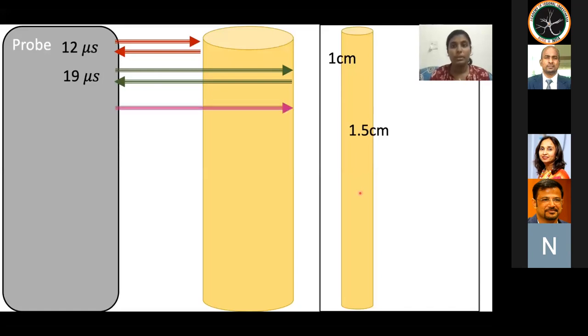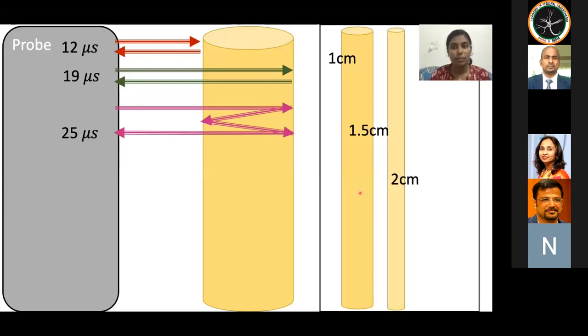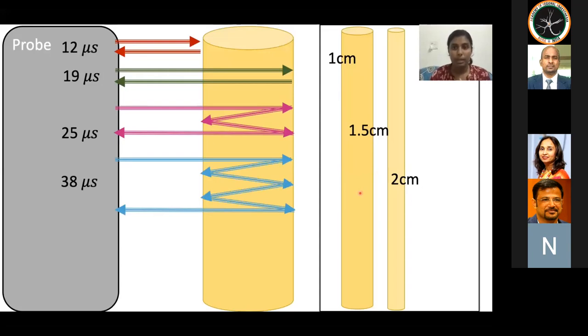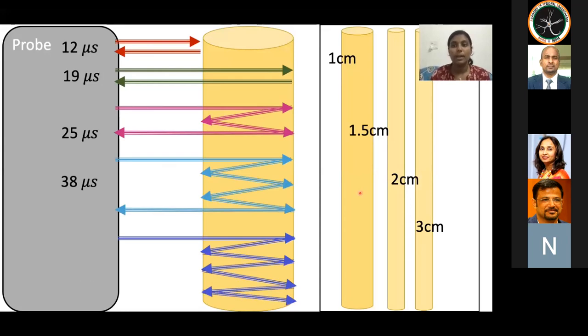But some of these echoes get reflected back and forth within the lumen itself and return later than the previous echoes. As they return later to the probe, the image will be formed deeper to the actual needle. Echoes returning after 2 to 3 reflections return at 25 microseconds, forming an image at 2 centimeter depth, and echoes returning at 38 microseconds, forming an image at 3 centimeter, and so on. So the final image will appear as if numerous needles are placed under the actual needle. This is reverberation artifact.